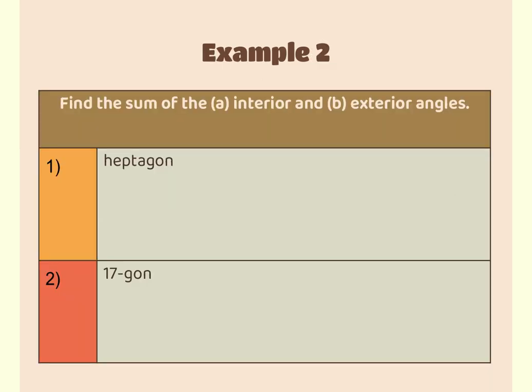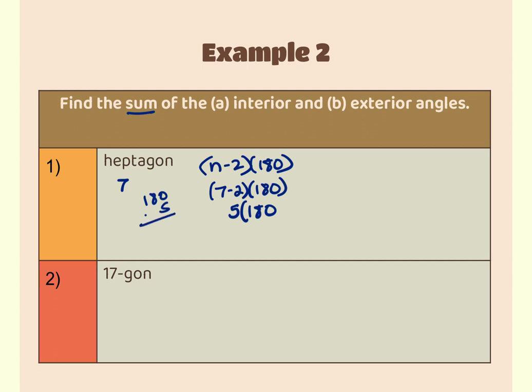All right, example 2 says find the sum of the a) interior and b) exterior angles. Number 1 is a heptagon. This is 7 sides. So the sum of the interior would be n minus 2 times 180. 7 minus 2 times 180, which is 5 times 180. And 180 times 5 is 900 degrees. That's the sum of the interior. The sum of the exterior we don't have to do any work for because it is 360 no matter how many sides.